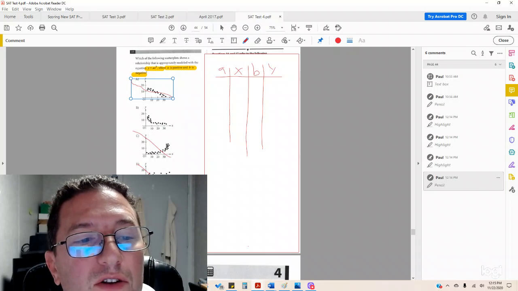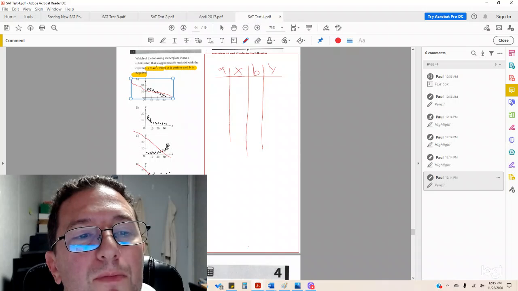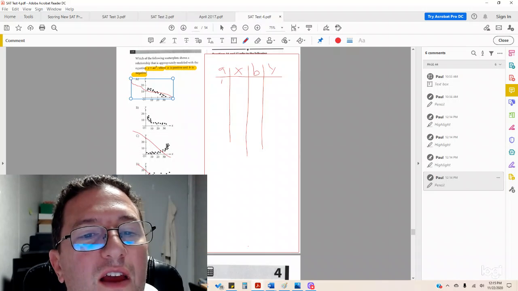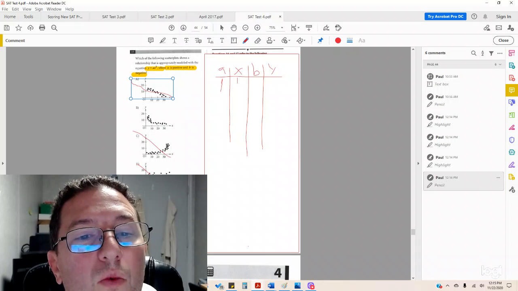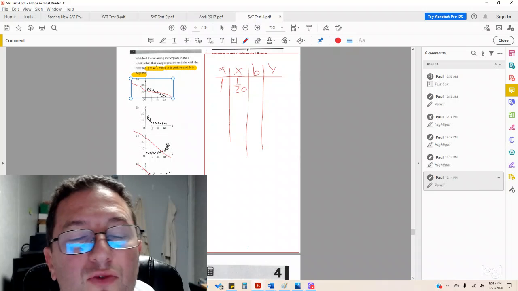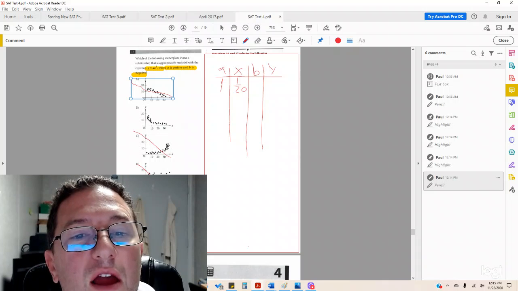Based on my graphs up here, let's say a, it just says a is positive. We're just going to pick 1 for a. For x, we're actually going to pick 1/20th. So that's really close to 0, but not quite 0. And then for b, let's pick -1. It says b is negative.